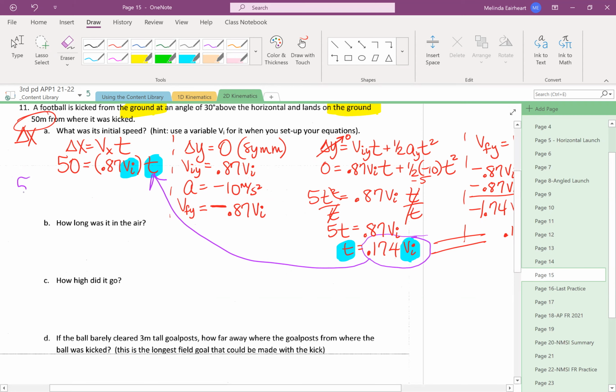And so 50 equals 0.87 VI times 0.174 VI.